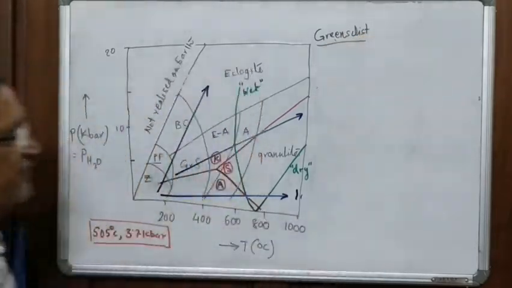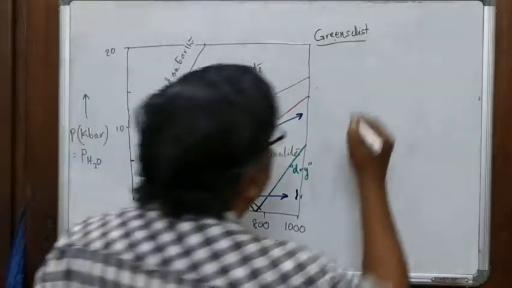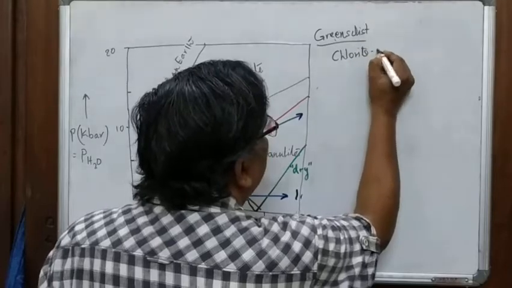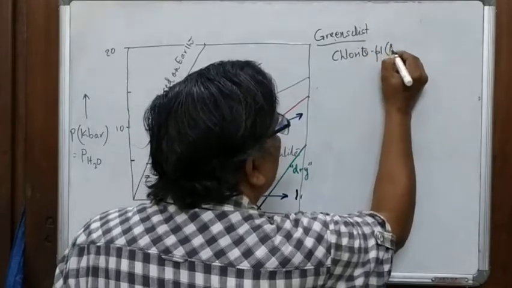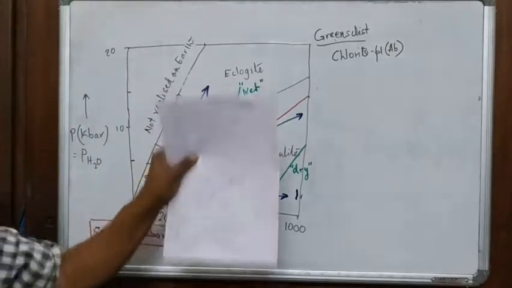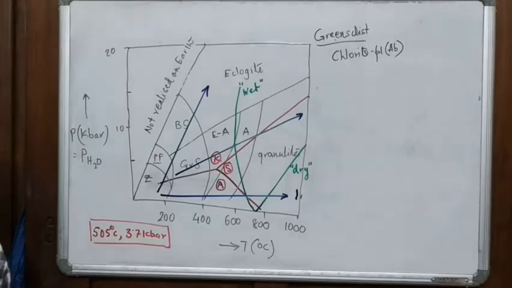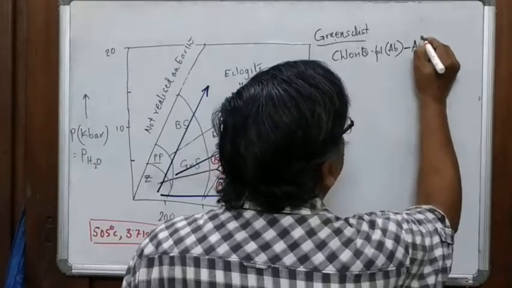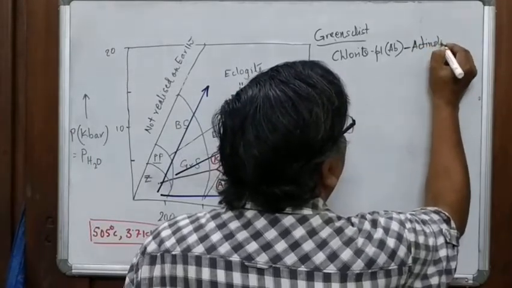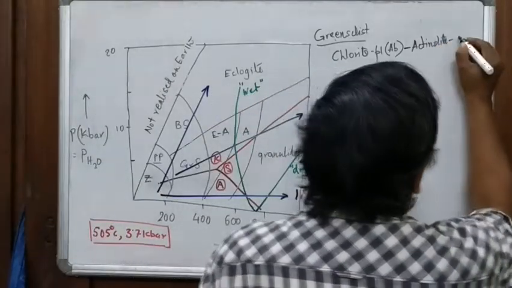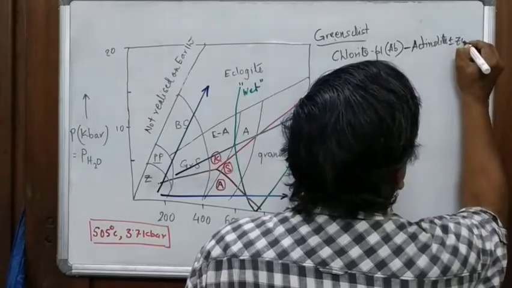Now we have the greenschist phases. The classic mineral here is chlorite. And then you have plagioclase, but the composition is albite. That's very important. Chlorite, plagioclase, this is a characteristic assemblage, but the composition is albite. And then you have actinolite. And you have plus minus epidote.